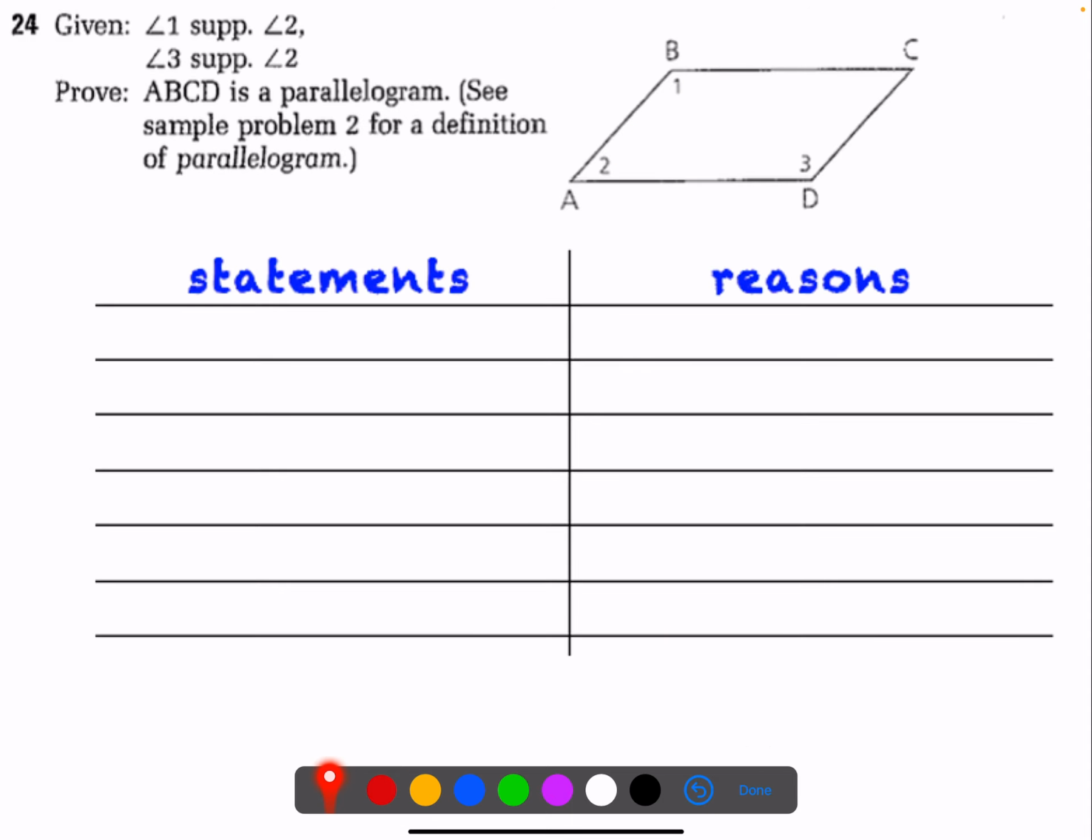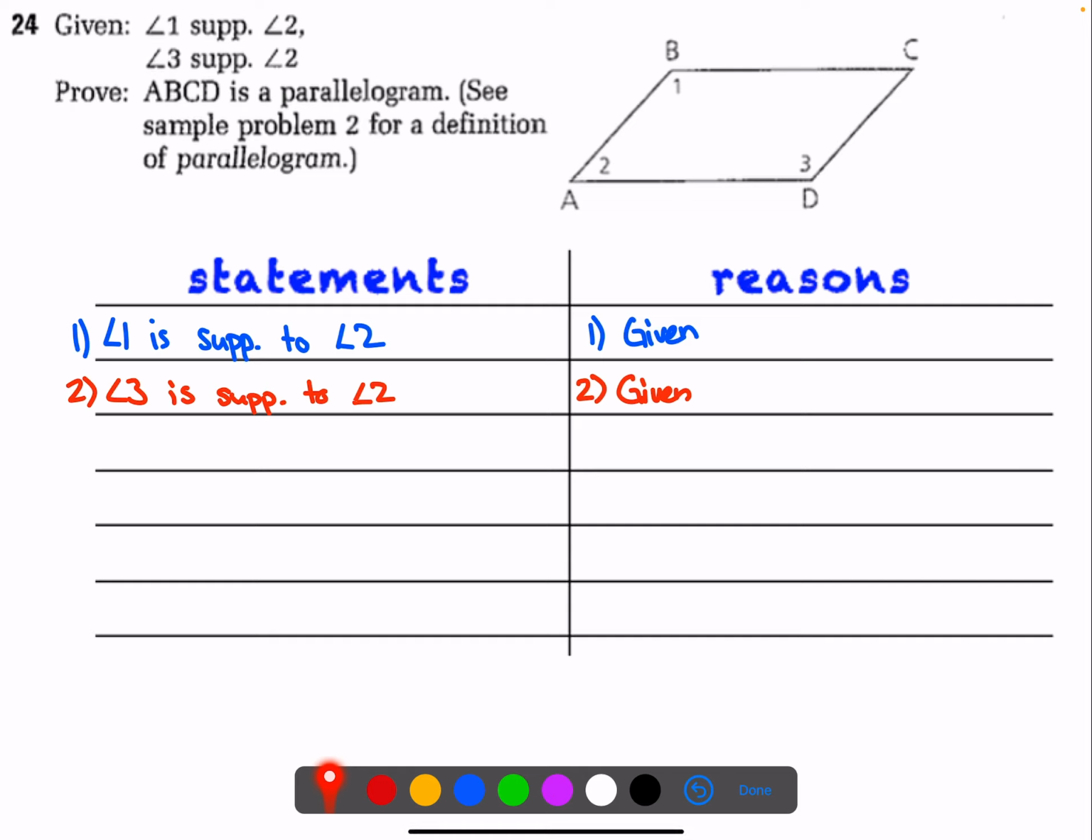Moving on, we have this next proof. So go ahead and try this one out on your own, and then I'll be explaining it as we go. So given that angle 1 is supplementary to angle 2, and angle 3 is supplementary to angle 2, we want to prove that ABCD is a parallelogram. Now again, a parallelogram has opposite sides that are parallel. That's what we're trying to prove here.